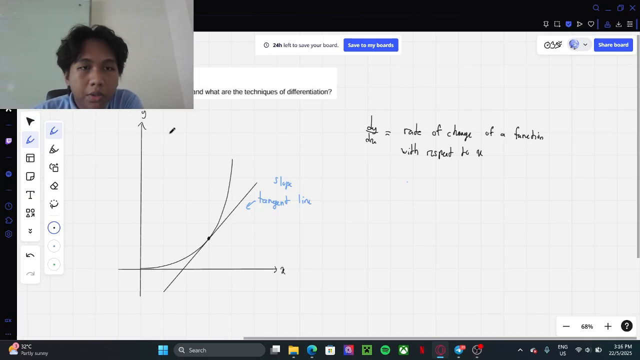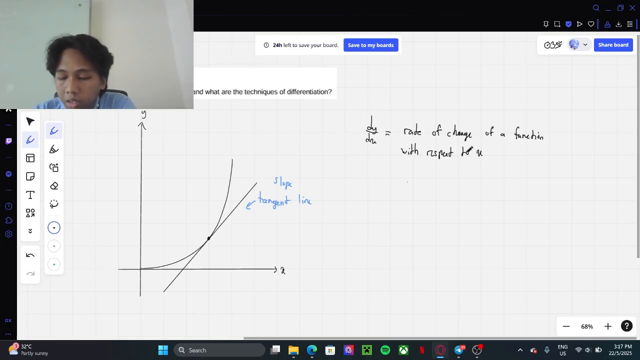So today I will be explaining you guys what is question one. Explain the meaning of differentiation and what are the techniques of differentiation. So the meaning of differentiation is actually in calculus. Differentiation is the process of finding the derivative of a function. The derivative represents the rate of change of a function with respect to one of its variables. So in our case, it's going to be with respect to x.